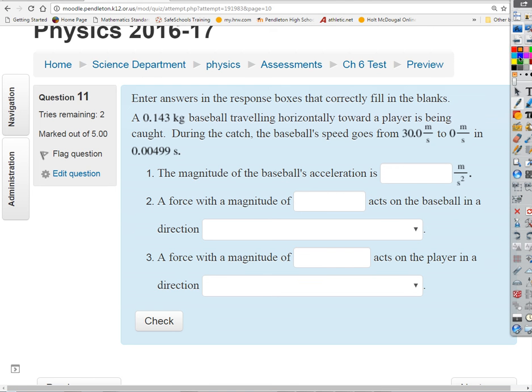So we know the initial velocity is what? 30. Final velocity? 0. Time? And so then we want to find a, which one do we use? That one, number two, right? So if we're trying to solve for a, that's just going to be v minus v naught over t, right? So we can just maybe do that real quick. So v minus v naught over t.